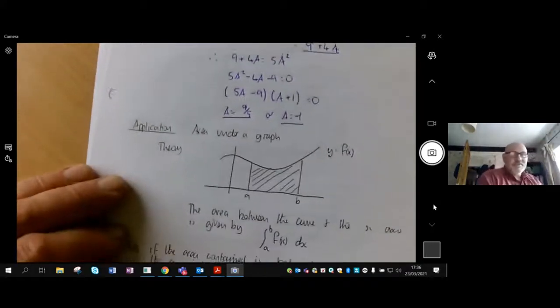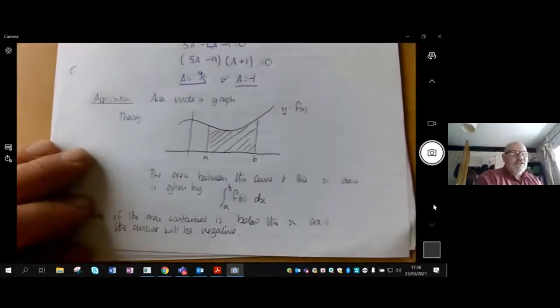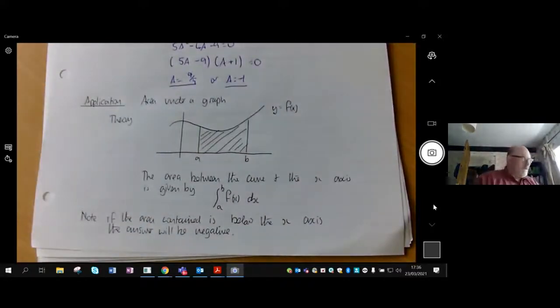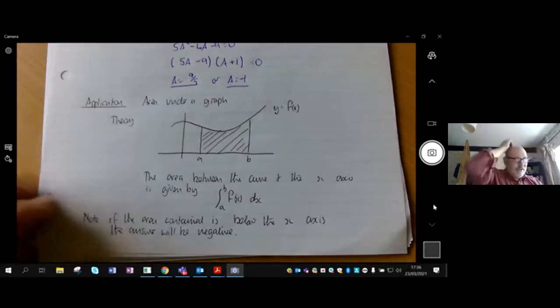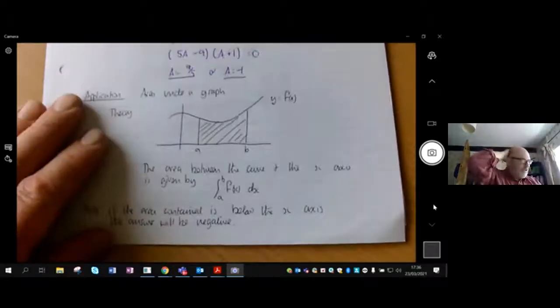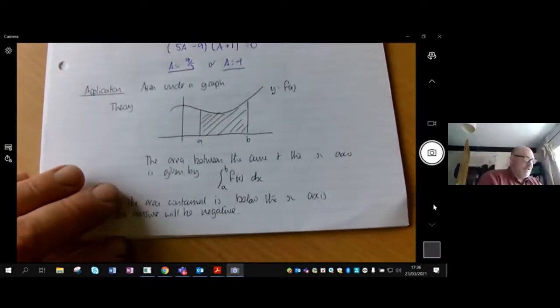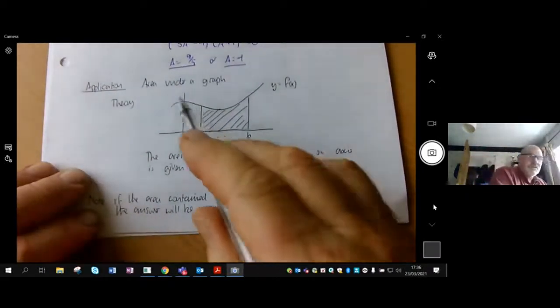Now then, so that is the definite integral. Now, the biggest application of the definite integral is to find the area under a graph. And here's a theory. I'm not going to spend a lot of time on it. Your teacher will probably have spent quite a while on this. There's my graph, my function.